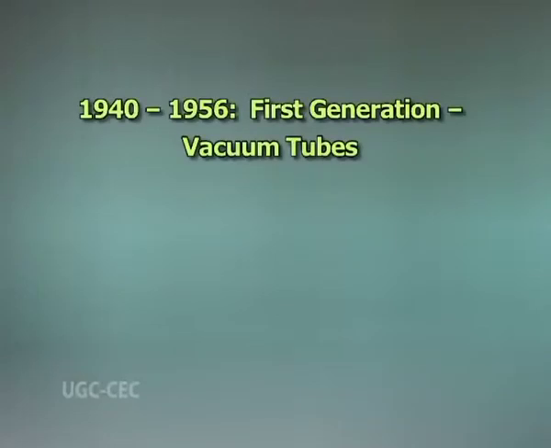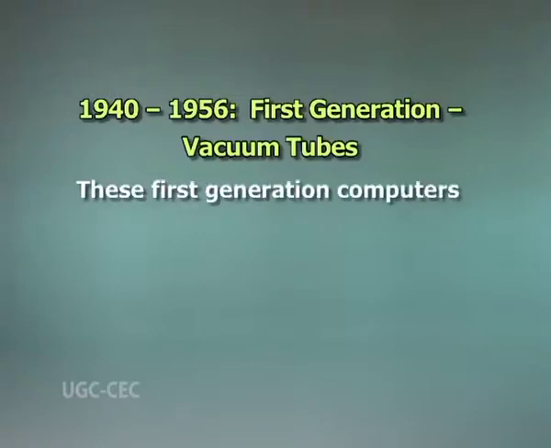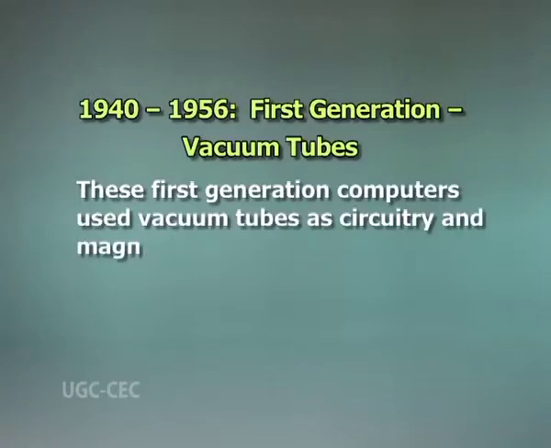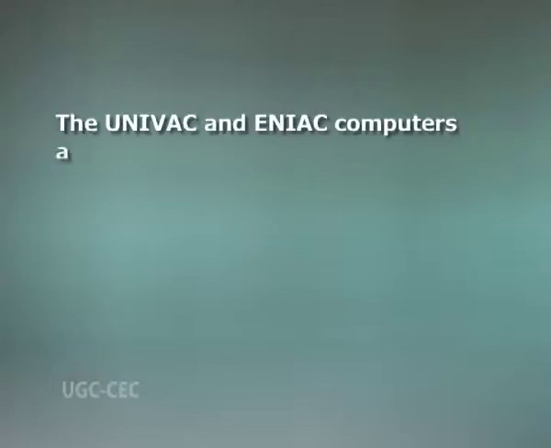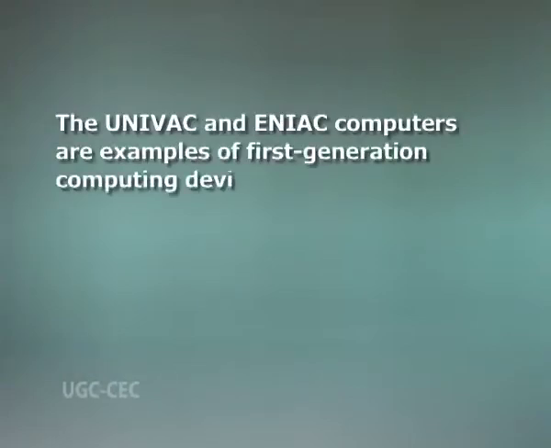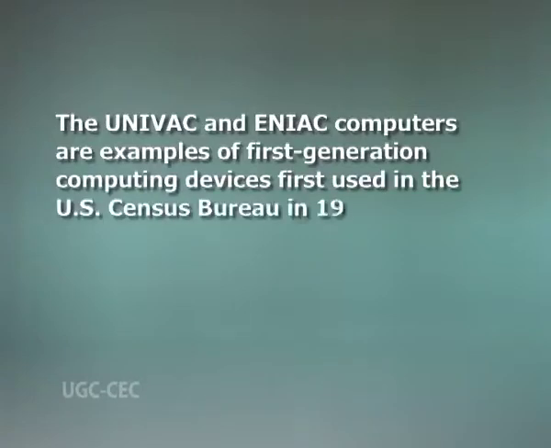Coming to first generation, during 1940s to 1956. These first generation computers used vacuum tubes as a circuit and magnetic drums for memory and were often enormous in size. They were very expensive to operate, and in addition to using a great deal of electricity, generated a lot of heat. These early computers used machine language. These computers were limited to solving one problem at a time. The UNIVAC and ENIAC computers are examples of first generation computing device, first used in the US Census Bureau in 1951.